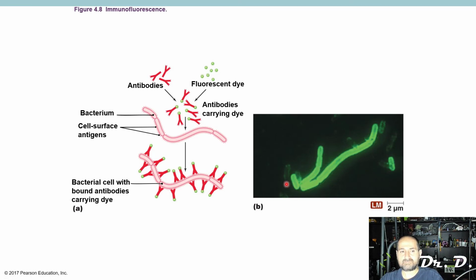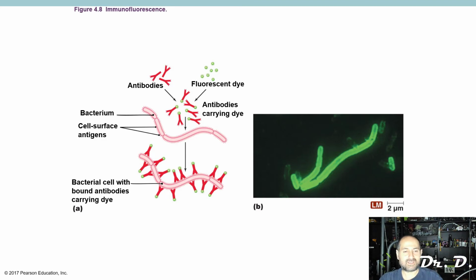So for example, let me show you something. If I were to look at this bacteria under a fluorescent microscope, I would see nothing. Does that make sense? Because bacteria don't normally fluoresce. Bacteria don't naturally fluoresce. What does that mean? I could shine lasers at bacteria all day. They're not going to start glowing.